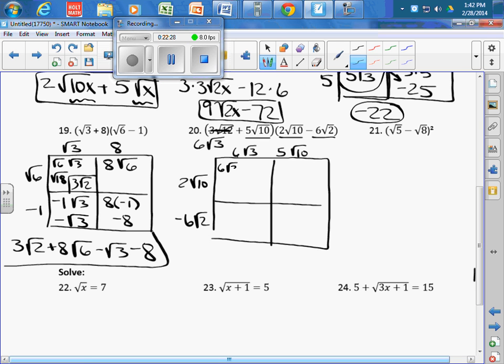6 radical 3 times 2 radical 10. The numbers outside get multiplied together: 6 times 2 is 12. The numbers inside get multiplied together, and I get radical 30. That cannot be simplified.